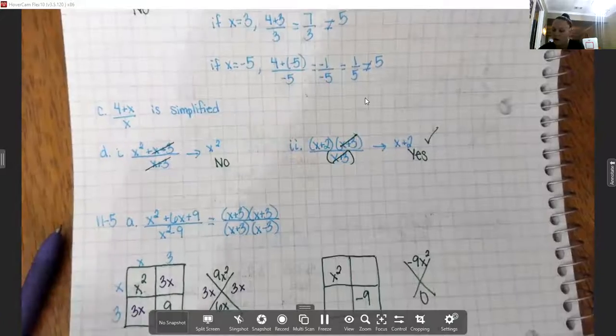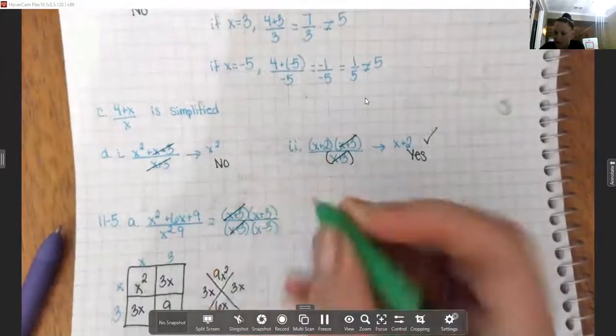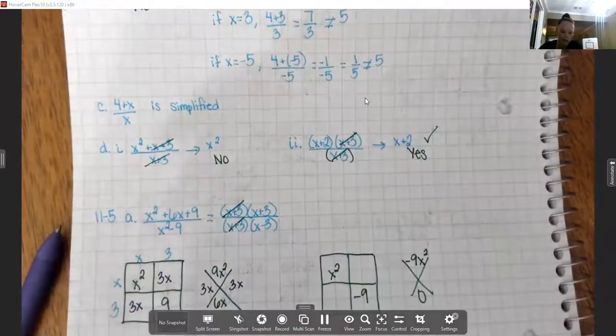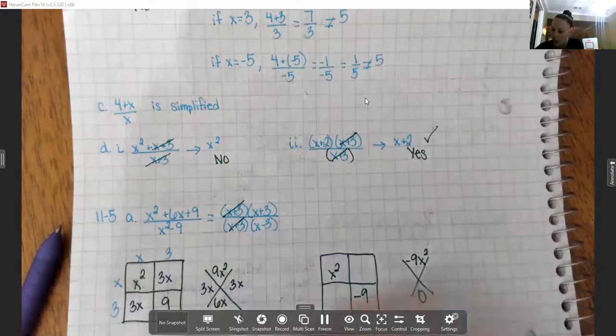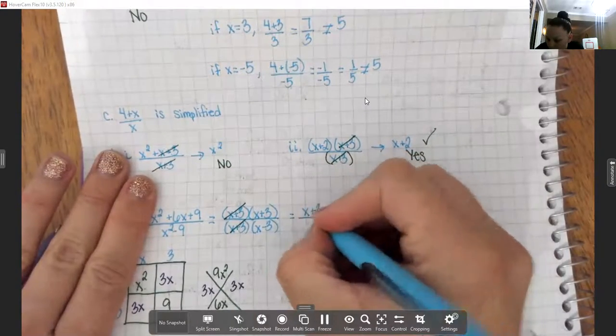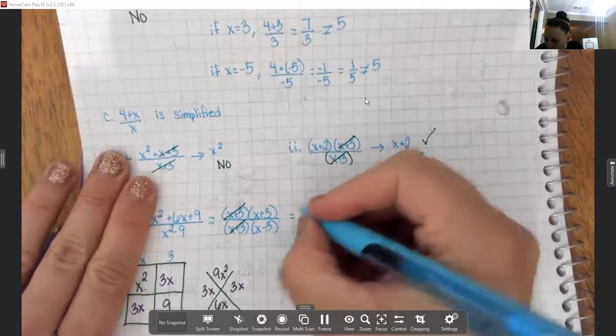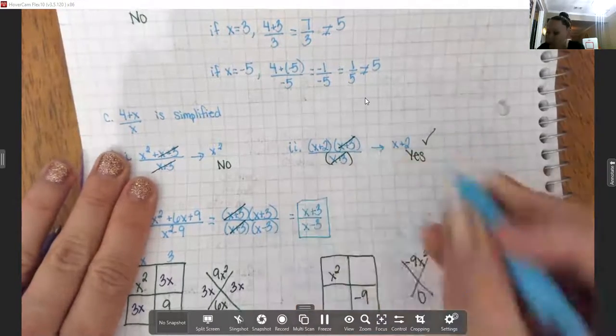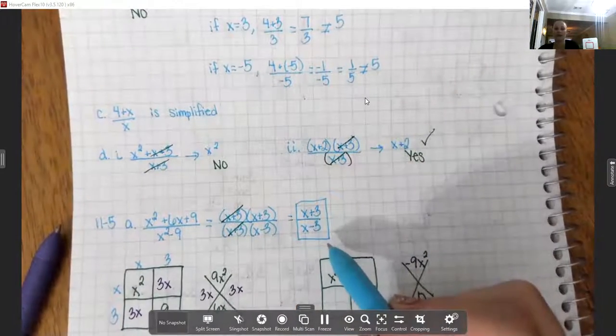So here, x plus 3 in our numerator, x plus 3 in our denominator, cross out. So we end up with x plus 3 over x minus 3. This is simplified. You cannot simplify this any further.